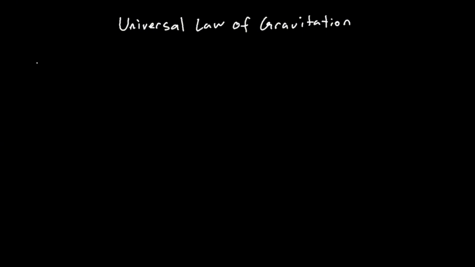So the first formula, of course, you need to talk about is the universal law of gravitation. So the force between two objects, two large objects or two small objects, it does not matter, attracting each other is equal to the gravitational constant times their masses over the distance squared between them.